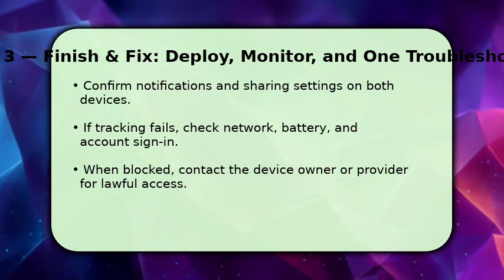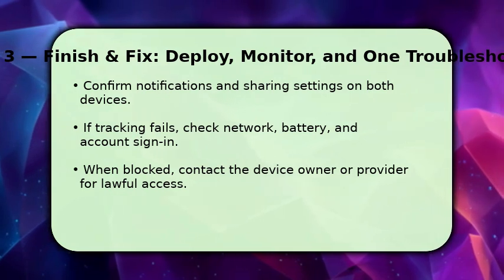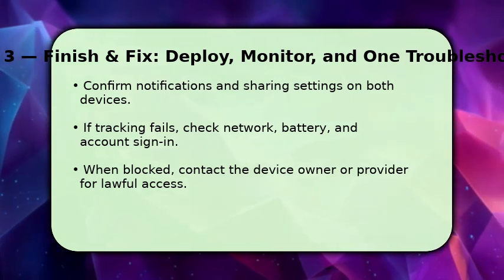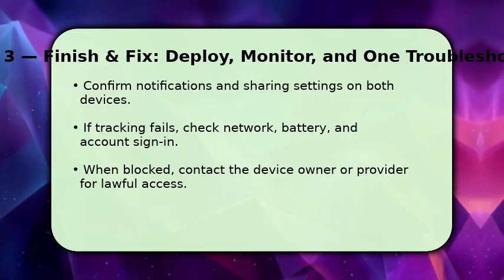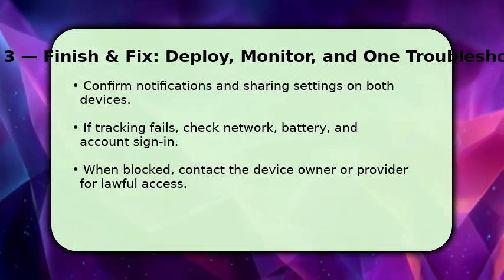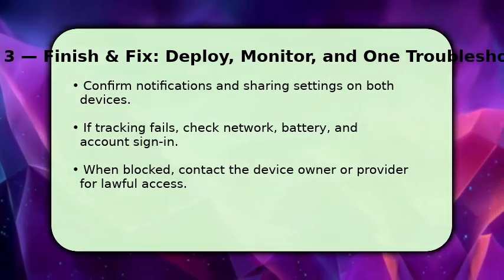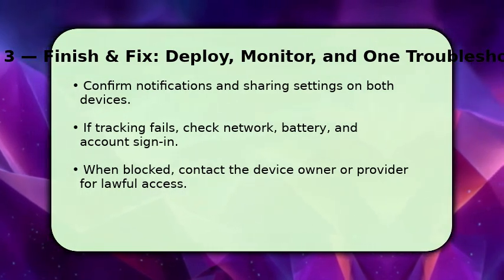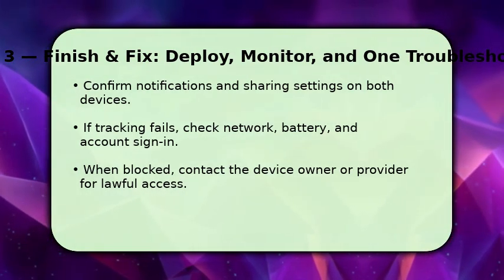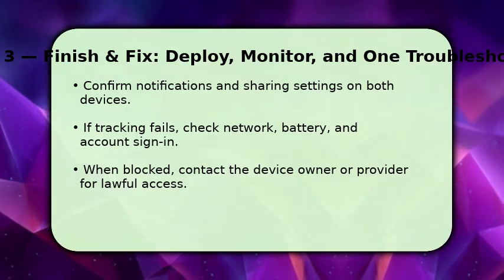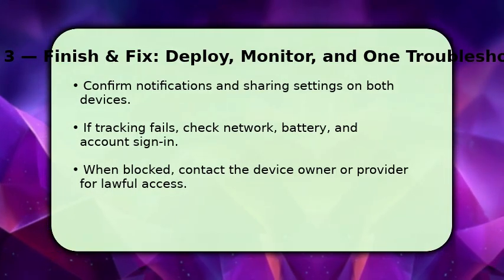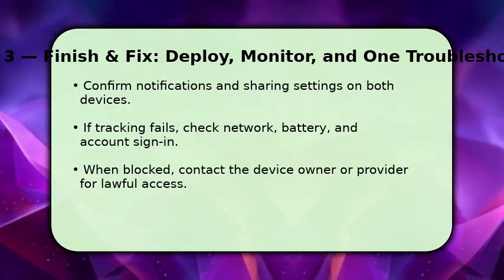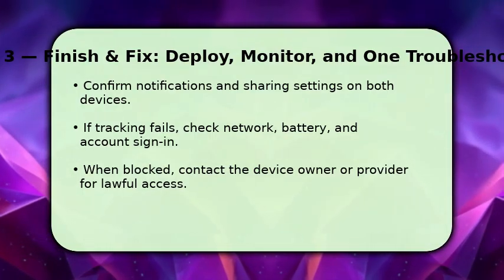Finish by testing the connection. Have the owner confirm they see sharing enabled. If you cannot see the device, check Wi-Fi or cellular, battery level, and that the correct account is signed in. Once done, make sure notifications are permitted so both parties know tracking is active. If settings block access, you must contact the owner or the service provider. Do not attempt covert workarounds. A key tip: document permission to avoid disputes later.